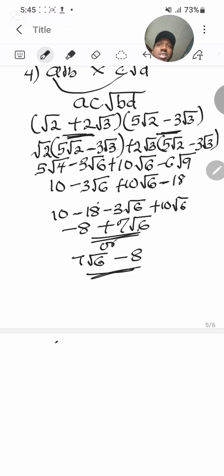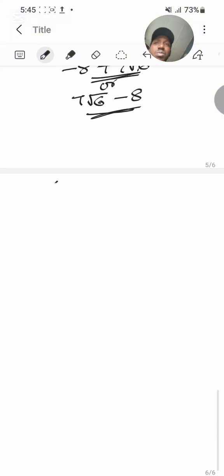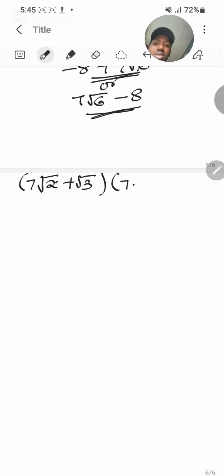So this is a basic example on how we multiply surds. So let's take one more example on multiplication of surds, and we'll go into rationalization of surds. So let's multiply this surd as well. 7 root 2 plus root 3 multiplied by 7 root 2 minus root 3.